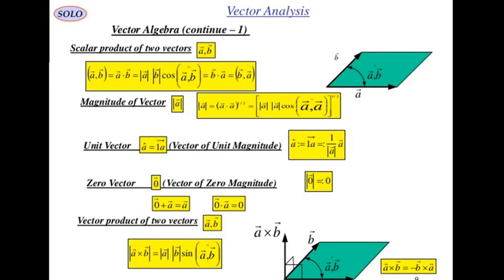Vector algebra, part 2: the scalar product, also known as the dot product, is shown by a dot, so it is vector A dot vector B. It equals the product of their magnitudes times cos theta, the cosine of the angle between A and B. The magnitude of a vector is given by the mod sign, and that is given by the square root of the square of A.